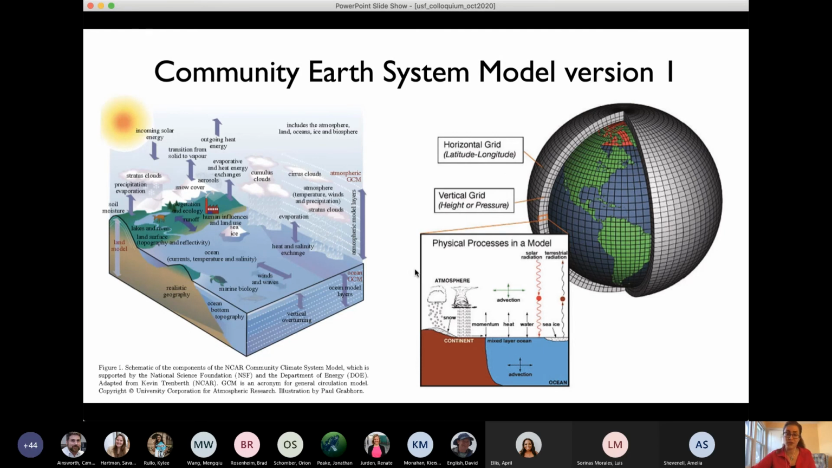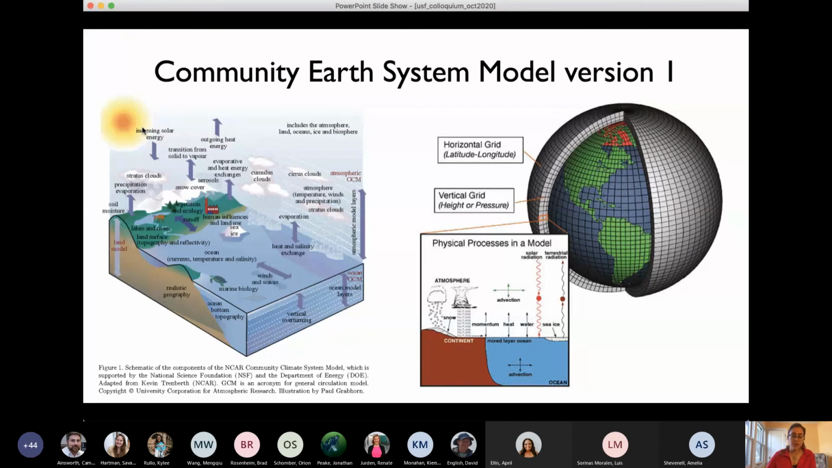In particular, I'm using the Community Earth System Model version 1. On the left here, we have a schematic of the different processes that are included. So we have a full ocean model as well as a full atmosphere model. Both are comprehensive, so they're at the state of the art in the type of parameterizations that they include and the level of physics. If you have a hierarchy of models going from very simple, maybe energy balance models on one end, to comprehensive models on the other end, this is the very complex version.